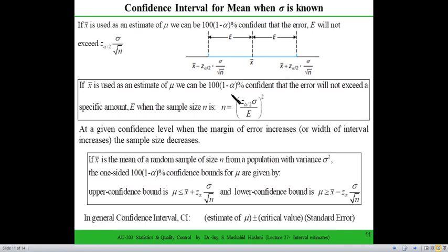So in general, we can say that your confidence interval formula is your estimate of mu, which is actually a point estimate, it could be any estimator, plus or minus some critical value. For example, Z alpha by 2 is some critical value depending upon the degree of confidence, times sigma over root n. Here sigma over root n would be your standard error. So this would be the formula for calculating the confidence interval.